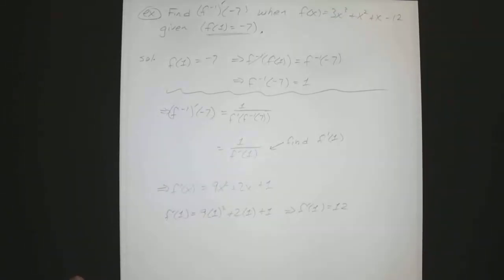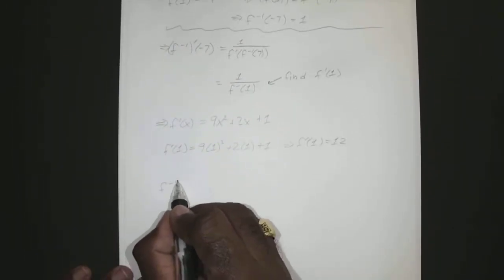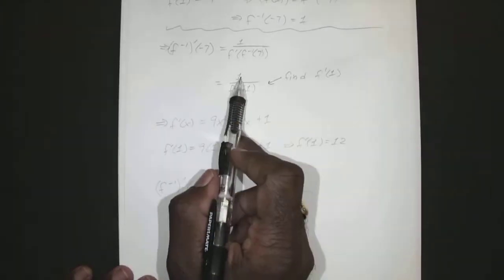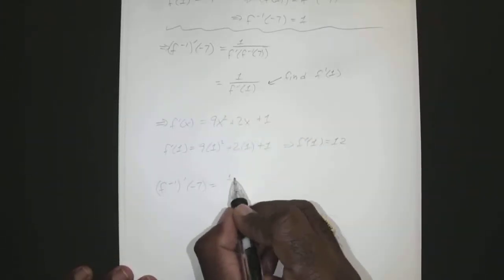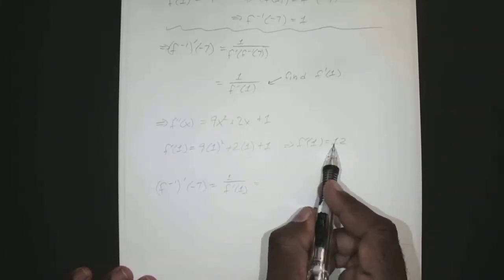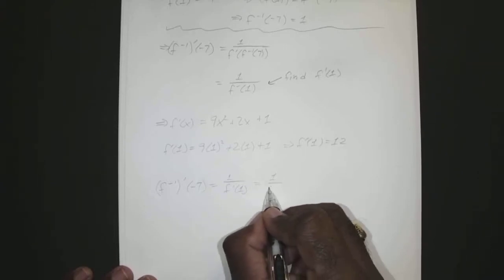Okay. So we know just from here, you don't have to rewrite all this every time, but I'm just going through the steps. f inverse prime of negative 7, we figured out that that's 1 over f prime of 1. So we know that's just 1 over 12.